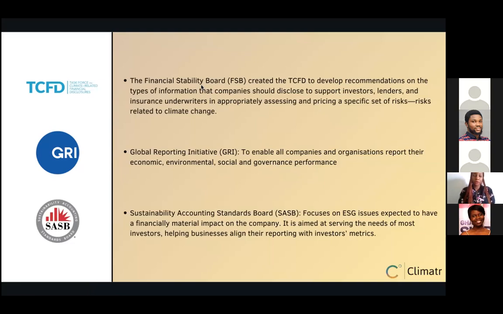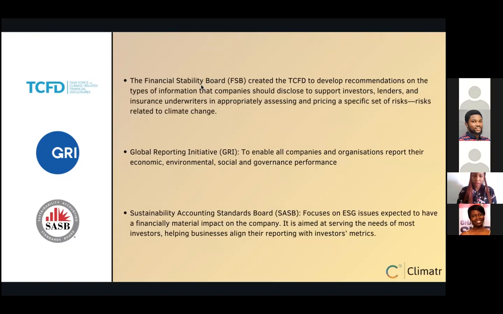But some of the popular ones we have are TCFD, GRI, and SASB. So I'll start with TCFD first. TCFD is the Task Force on Climate-Related Financial Disclosure. It was set up in 2017 to focus on climate-related risks that affect businesses. So for now, most of the organizations that use the TCFD are in the financial sector.